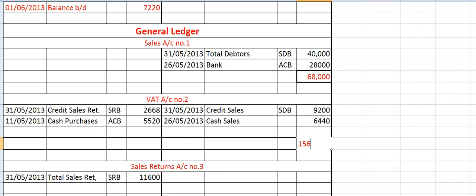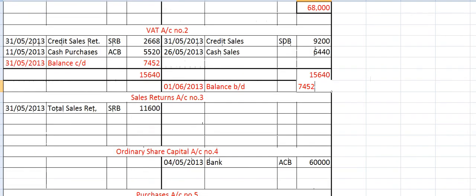So 15,640, and then 15,640, and then take away these two figures from 15,640 to get my balancing figure, which in this question here is 7452. So 31st of the 5th, 2013. Balance CD, and then 1st of the 6th, 2013. Balance BD brought down, and that is 7452.